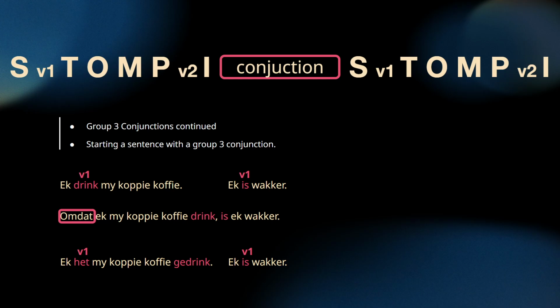Let's take a look at a more complex example. Ek het my koppie koffie gedrink. So here we have verb 1 identified, het, but we already have a verb 2 as well, gedrink. This is a very standard past tense sentence. Ek is wakker, I am awake. I've also identified verb 1. So in my answer, omdat ek my koppie koffie gedrink het, again, I'm remembering that het is one of my exceptions. In that verb 2 position, it is written last. Omdat ek my koppie koffie gedrink het, is ek wakker.